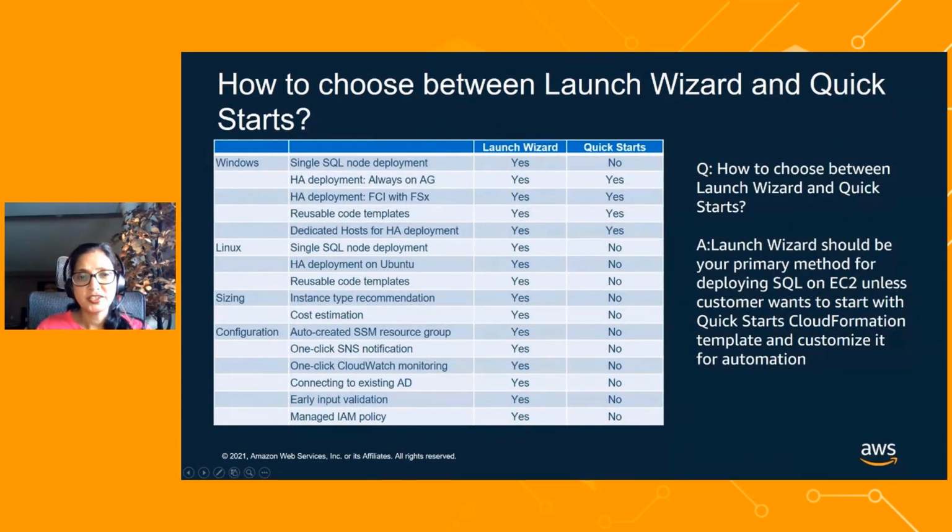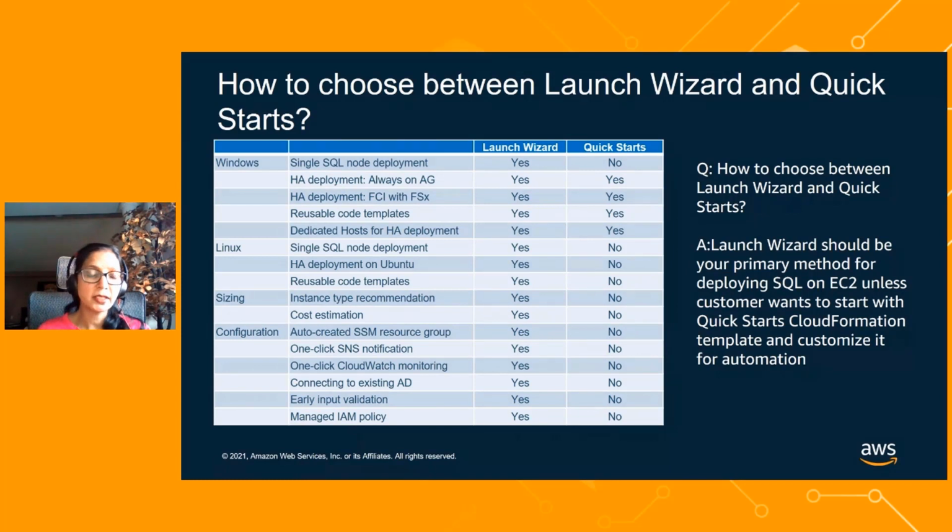Now you might have a question: can I do the same thing with Quick Start? What's the difference between Launch Wizard and Quick Start, or how do I choose between them? What we suggest is that Launch Wizard should be your primary method for deploying SQL on EC2, unless you want to start with a Quick Start CloudFormation template and customize it for automation.